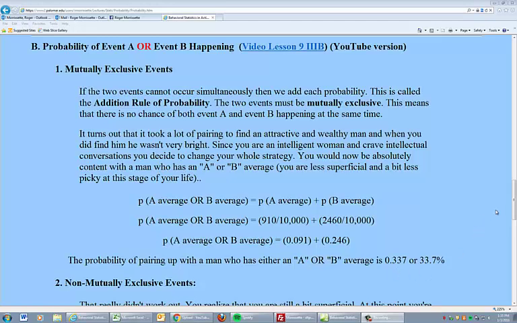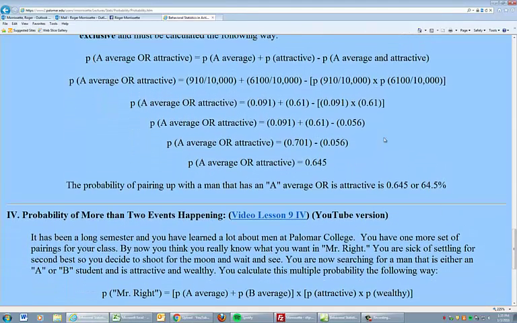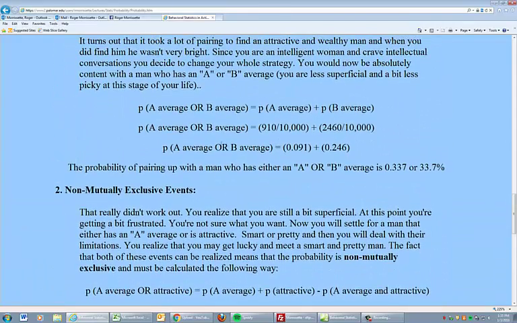There is one exception to this rule, and that has to do with something called a mutually exclusive event. In the situation, if things are not mutually exclusive, for instance, probability of an A average student or an attractive student, well, these are not mutually exclusive because both of these could happen in one student. The example we just went over, probably an A average student or a B average student, these are mutually exclusive. You cannot have both an A average and a B average at the same time. So these are mutually exclusive. We don't have to do anything else to this formula.